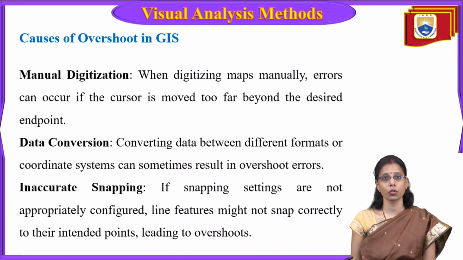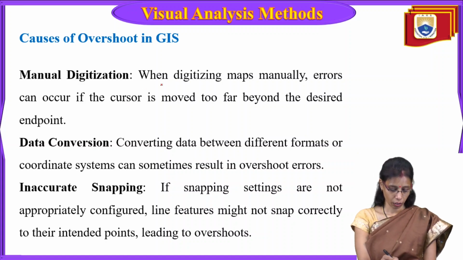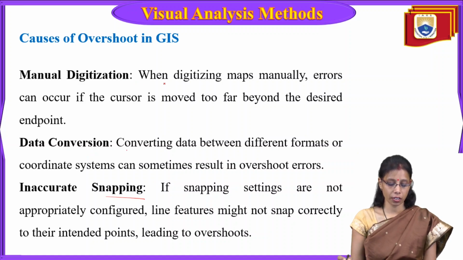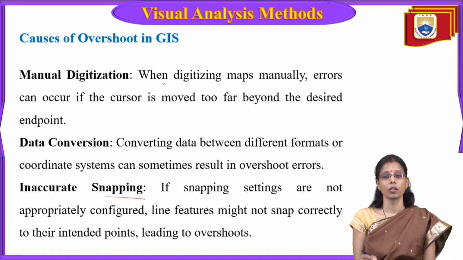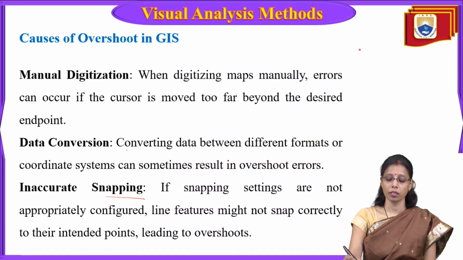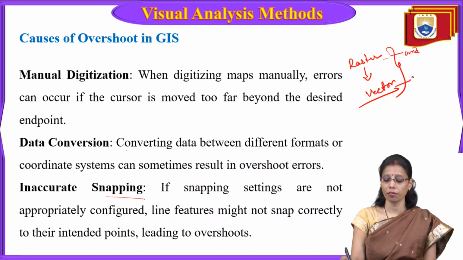Now what are the causes of overshoot in GIS? The causes of overshoot are manual digitization, data conversion, and inaccurate snapping. So what is manual digitization? If you remember what digitization is, we are converting raster to vector. If we have raster data, which is a grid, we try to convert it into point, line, polygon.